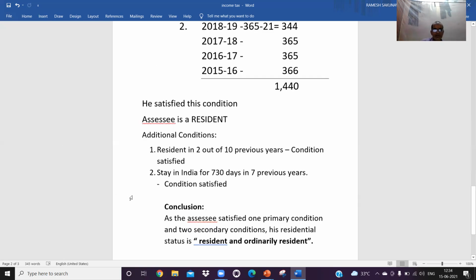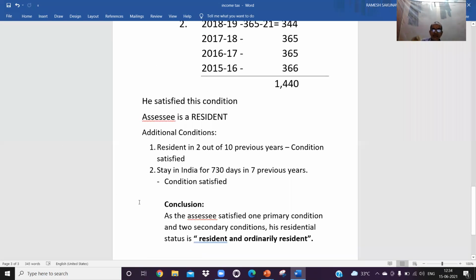Yes, sir, clearly. Okay. Now, why in the beginning itself I mentioned why it is important to calculate residential status. See, citizenship is not important in case of income tax. Residentship is important. An assessee can be resident, non-resident, or not ordinarily resident. In these three conditions, how a person's income tax liability is influenced, we will examine with the help of a simple problem. Okay, we will see that problem.